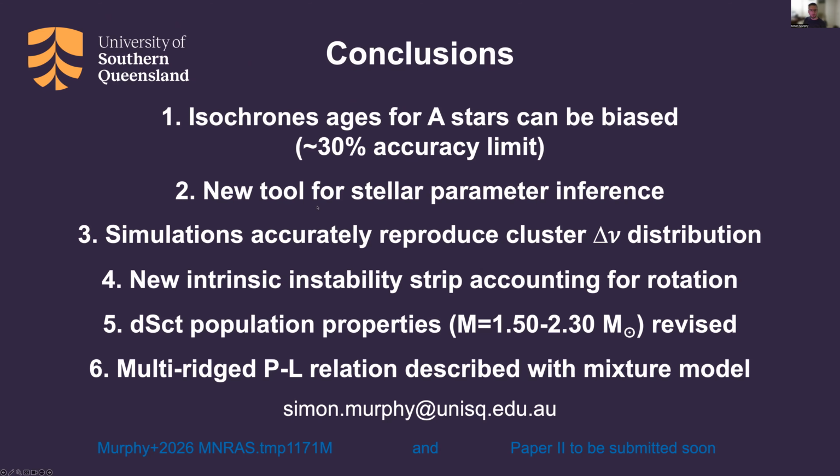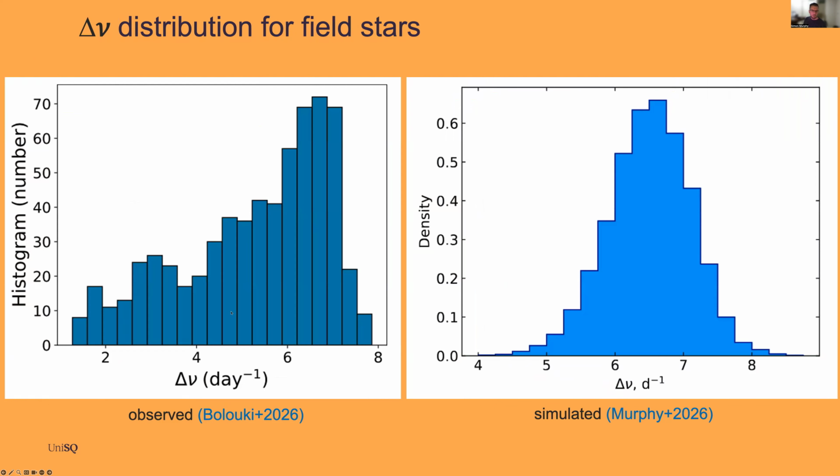The online audience watching this on YouTube, there is some bonus material. I have also simulated the delta nu distribution for field stars. This is the observed distribution from a paper that came out earlier this year. And this is my simulated distribution for field stars, where I assume that we can only measure delta nu if stars are younger than 33% of their main sequence lifetime.